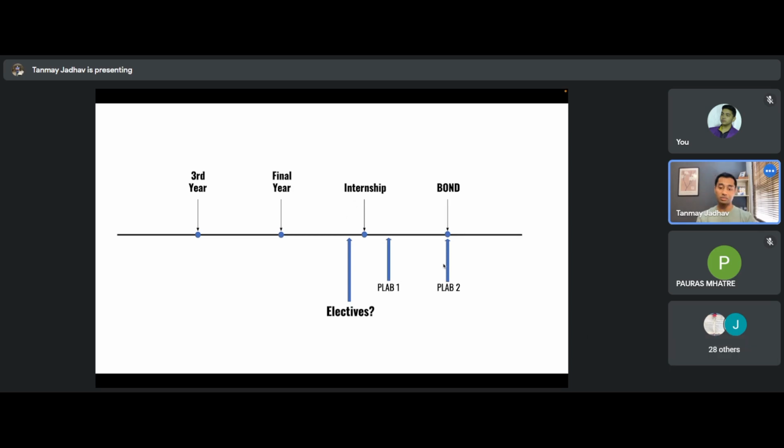Once you're done with your internship, you can either fly to the UK quickly and give this exam if you've gotten a date, or you can continue to do your bond and give it in between that.